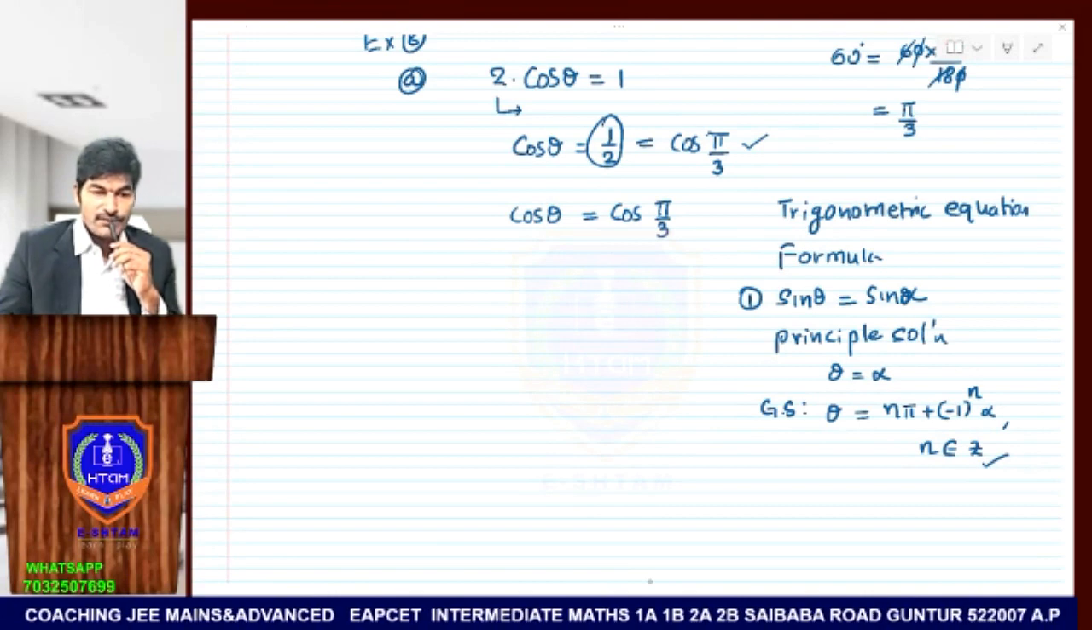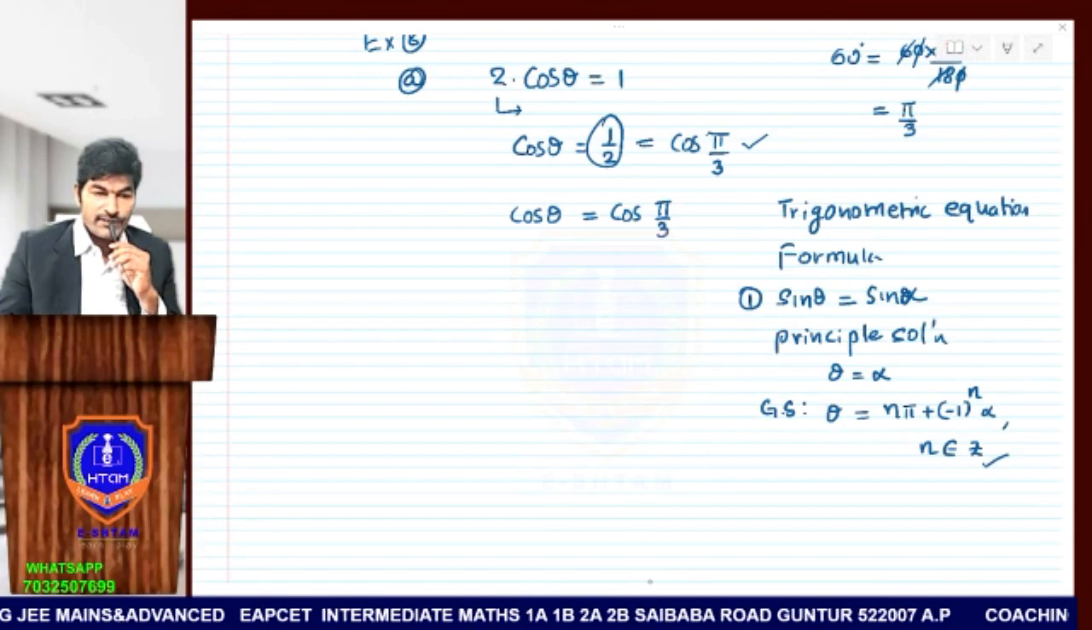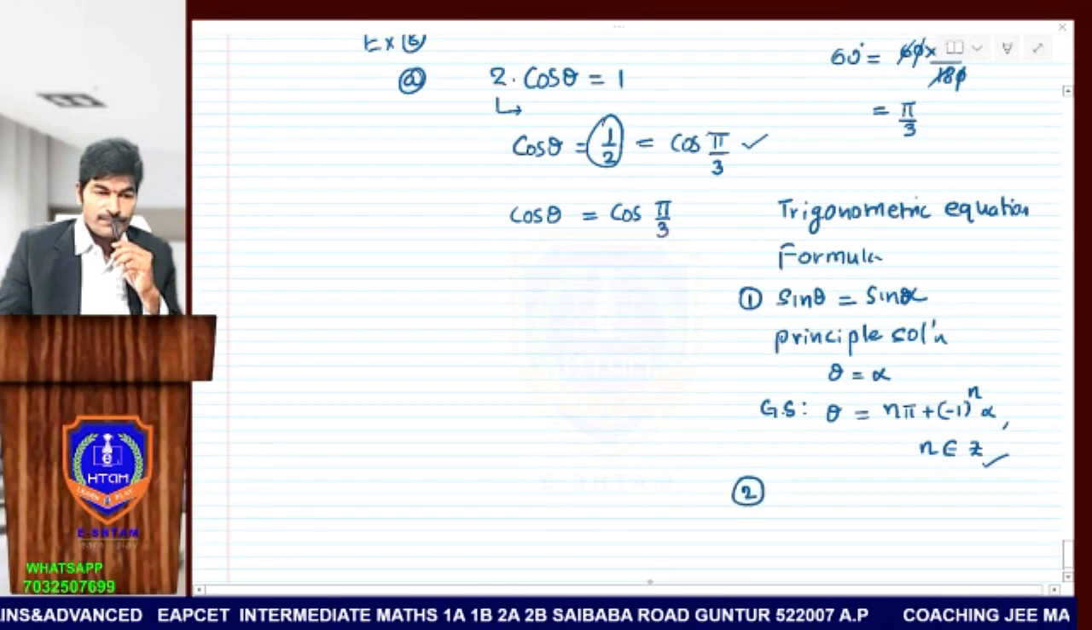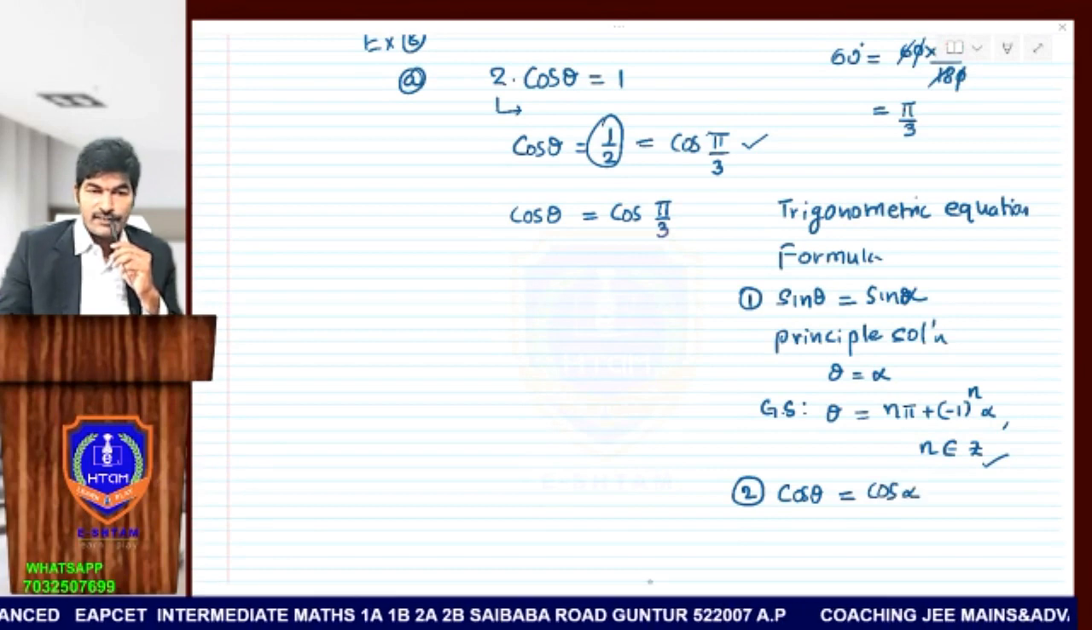As the formula looks, you have to give the same type of solution if he is not mentioning any interval, because trigonometric functions are periodic functions. That's why an infinite number of solutions exist. And write down the second formula. The second formula is cos theta equal to cos alpha. Now the present situation is applied to this formula.